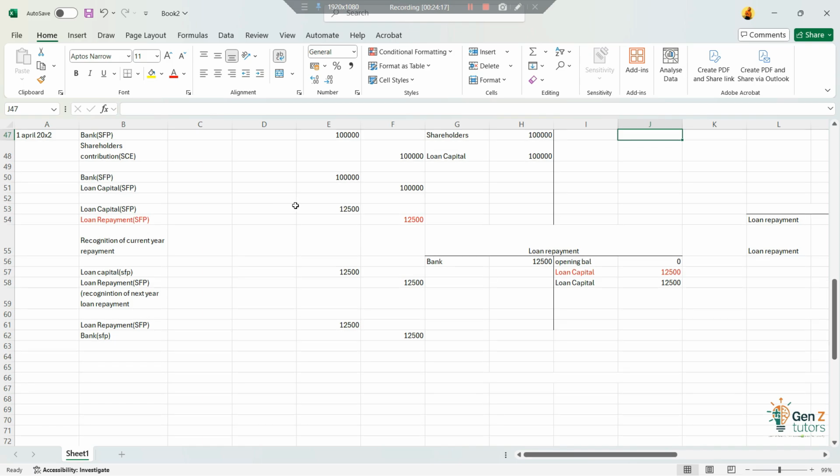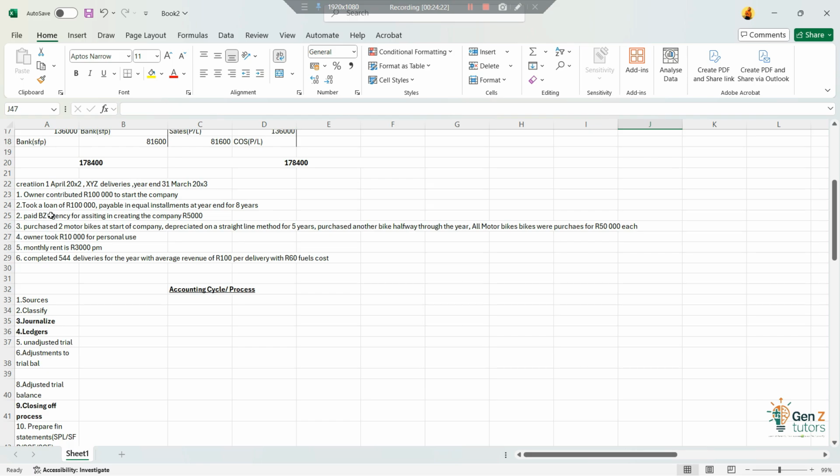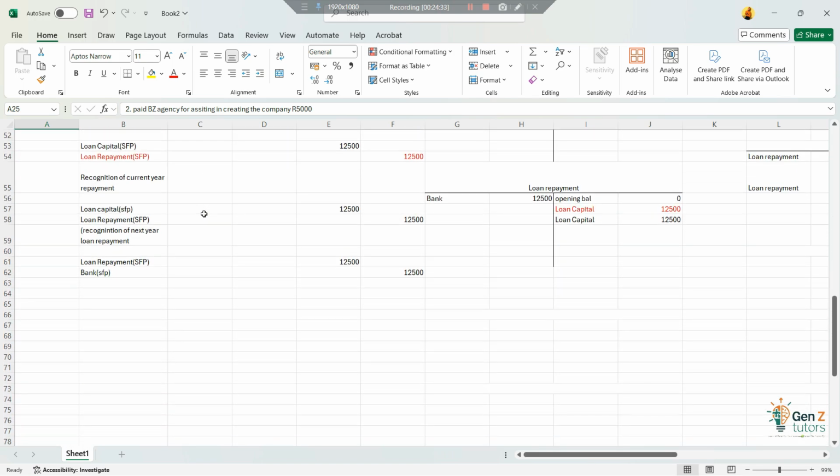What else do we have over here? The next transaction that we have is we paid PZ agency 5,000 for assisting in creating the company, even though we made that transaction later on, even though it's supposed to be at the beginning of the year. So we paid what? Startup cost. This goes into where? Profit and loss.